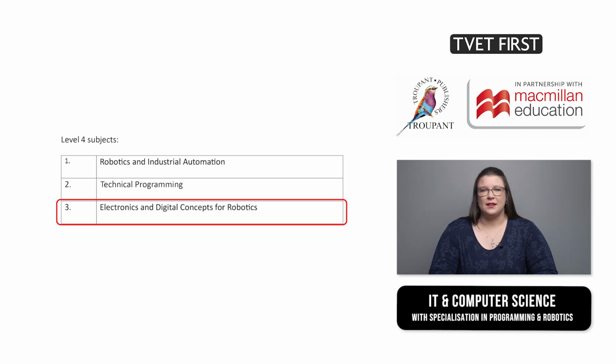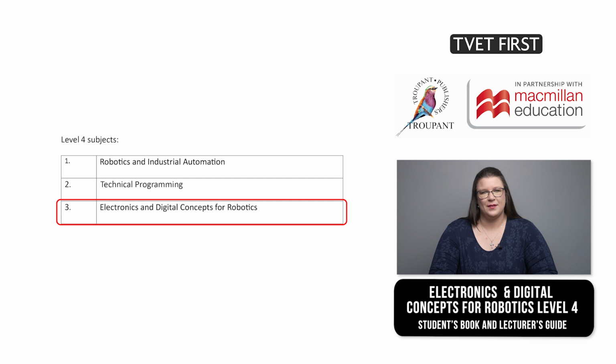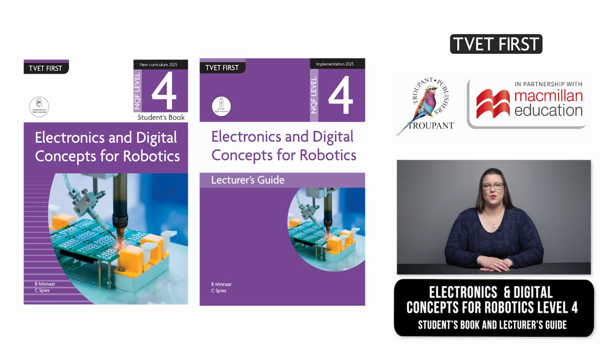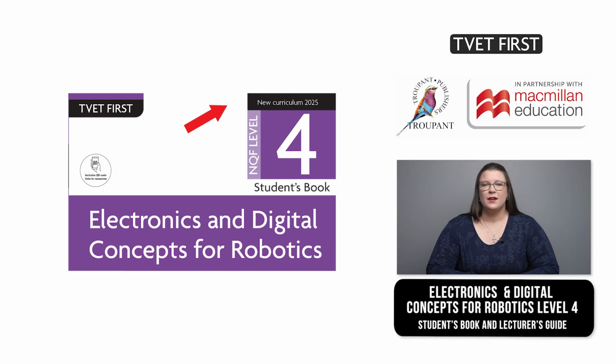The three subjects at this level are: Number 1, Robotics and Industrial Automation; Number 2, Technical Programming; and Number 3, Electronics and Digital Concepts for Robotics, which is the subject I'm presenting in this video. You will need the new textbooks to teach the correct content and prepare students for exams. The logo, New Curriculum 2025, tells you that this is the correct book. Later, I will demonstrate why our DHET-approved TVET FIRST series is your best choice for teaching this course.